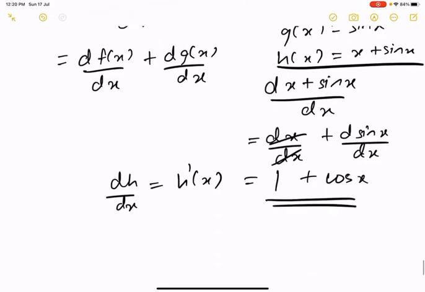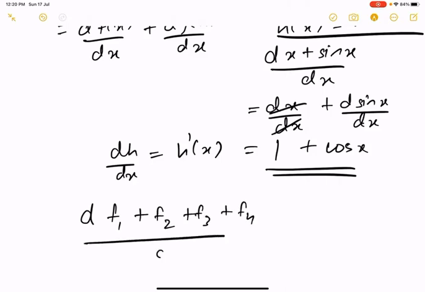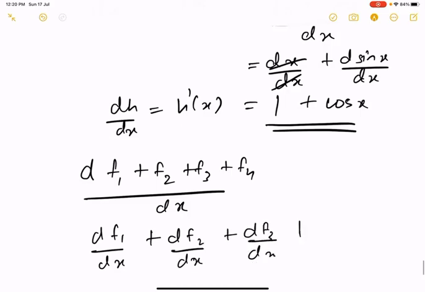You can also have multiple terms, like what is the differentiation of f1 plus f2 plus f3 plus f4. All these are functions. So what you do, you just separately differentiate and add them. Differentiation of first, plus differentiation of second, plus differentiation of third, plus differentiation of fourth. Pretty straightforward.